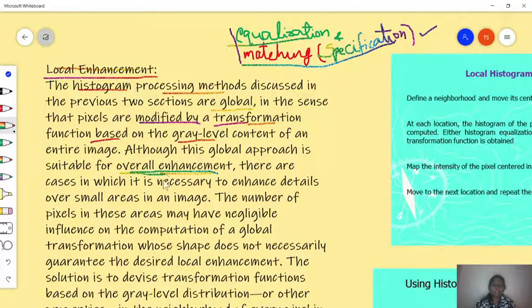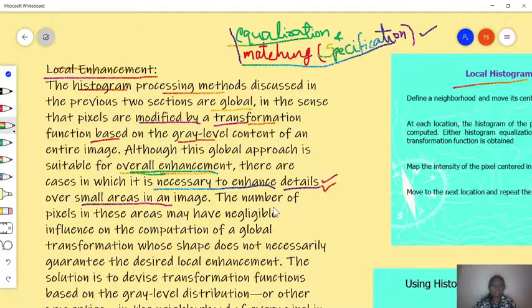But in many cases, it is necessary to enhance details, specific details, a small area within an image. This we need in some cases, to process these specific small areas of enhancement. We need to apply local histogram processing. So, how to do this local histogram processing?